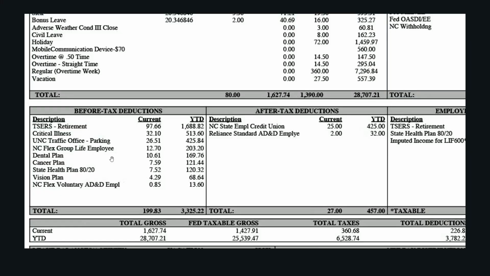One other thing I want to point out here is if you see a legal plan, sometimes it's called Legal Shield or different vendors.